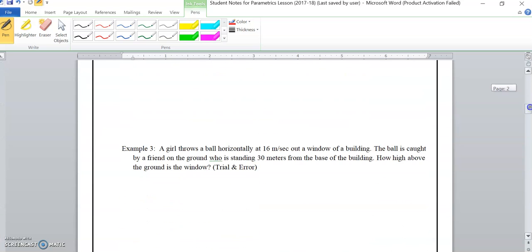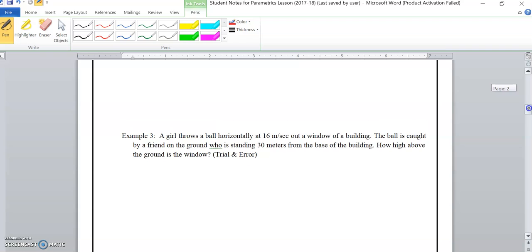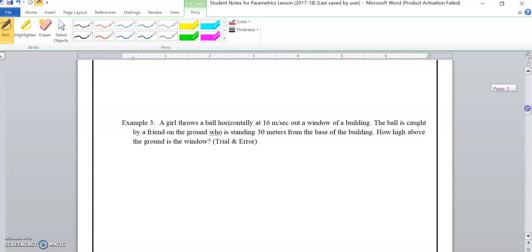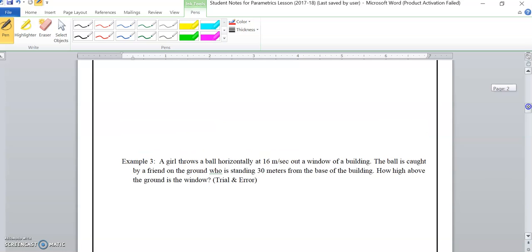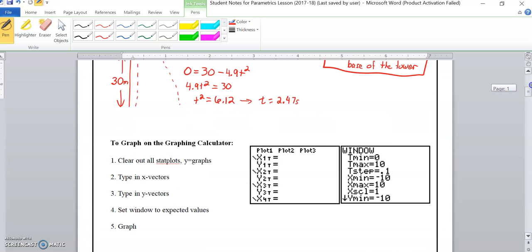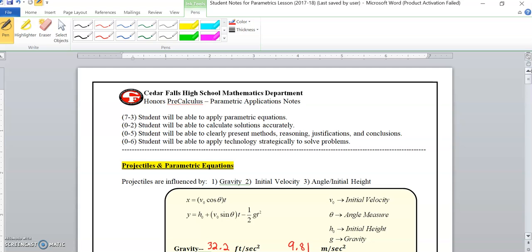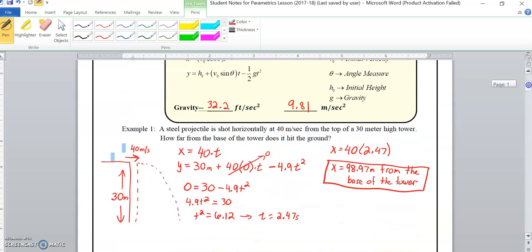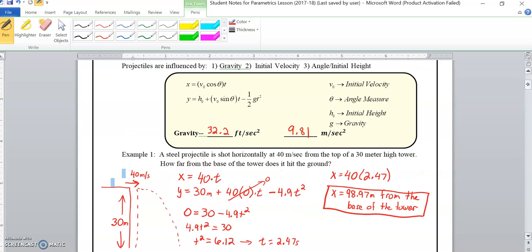Example 3 is a little different because rather than finding how far from the building it lands, this time we know how far it lands. The question is, how high up was the object released? Anyways, I'll stop there and we will continue on with other examples and maybe some calculator usage too.